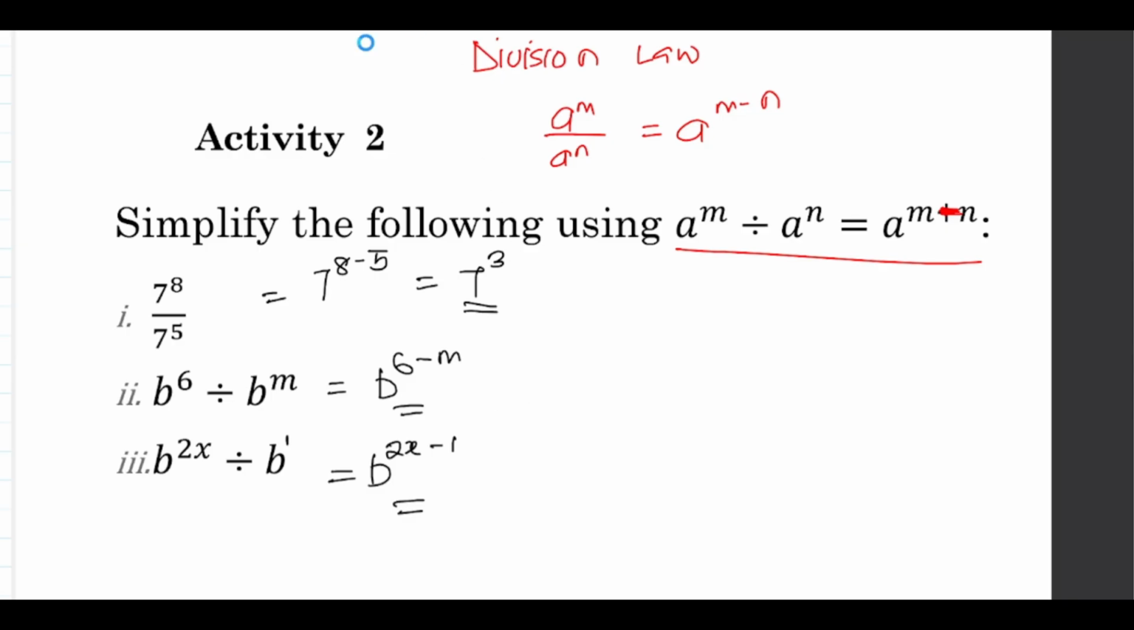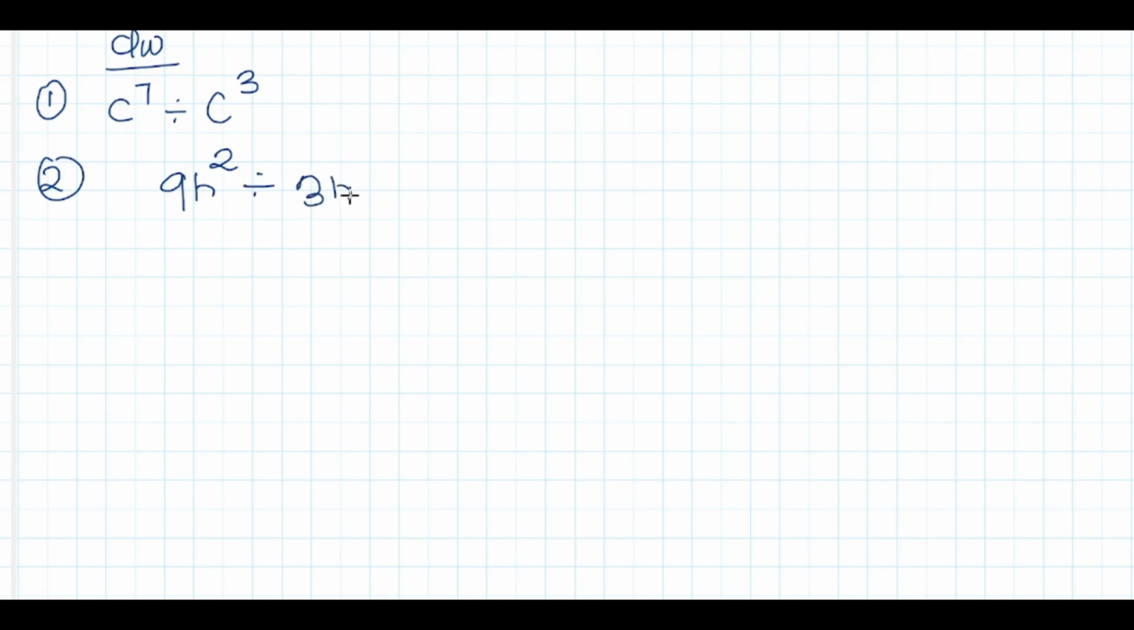Now you're going to pause the video and try these examples. Class work. Simplify the following. Number 1, c raised to power 7 divided by c raised to power 3. Number 2, 9h squared divided by 3h. Pause the video and solve.